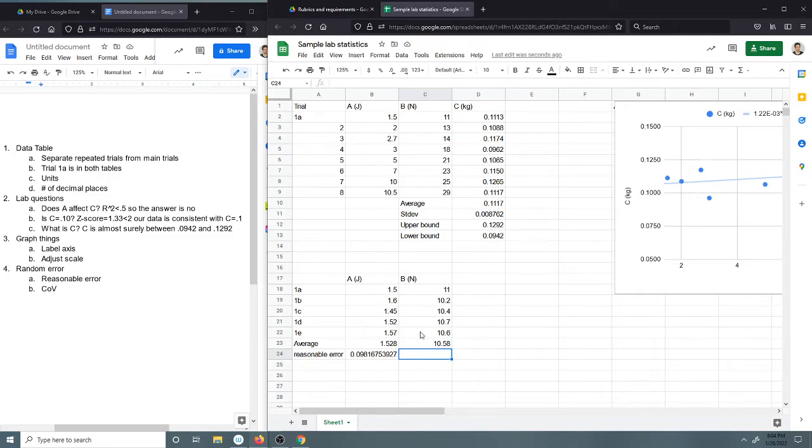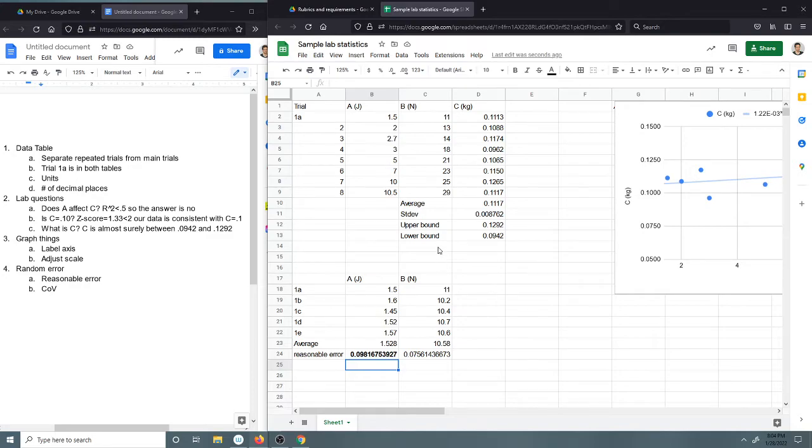So I also measured B. B is equal to the biggest, which in this case was 11, minus the smallest, 10.2, divided by the average. Now which of these is bigger? This one. So this becomes my reasonable error. It's almost 10%, like the maximum reasonable error I should expect to get from my measurements.